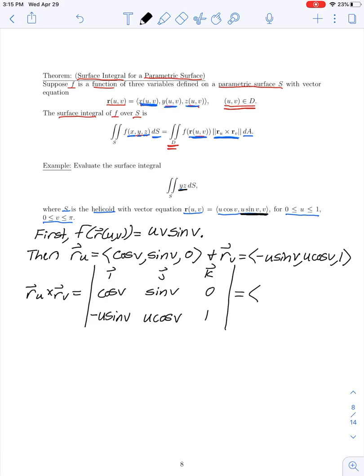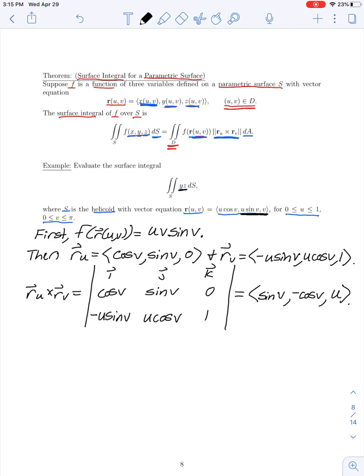So, evaluating this determinant, we have for our i component sine of v minus 0. For our j component, we have 0 minus cosine of v. And for our k component, we have u cosine squared of v plus u times sine squared of v. So using the fact that sine squared plus cosine squared of v is equal to 1, we're just left with u for that last component.